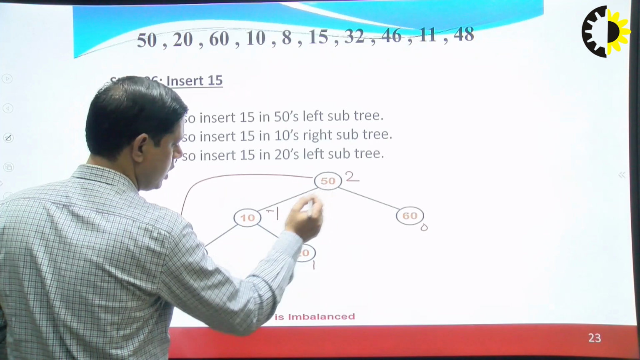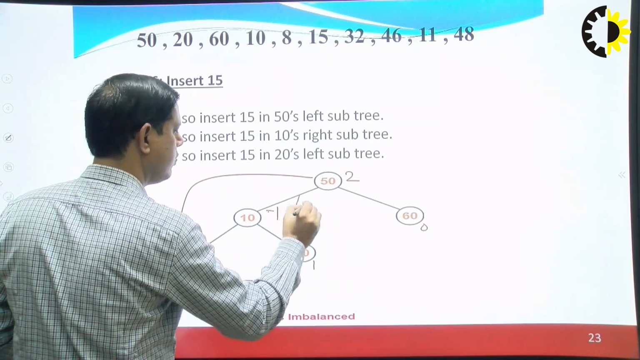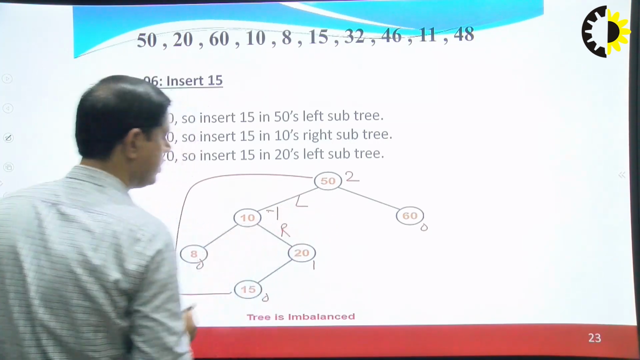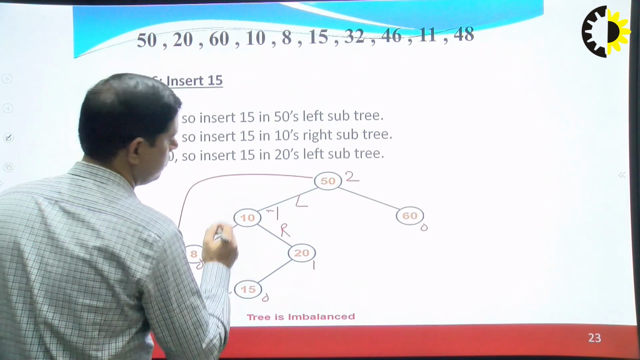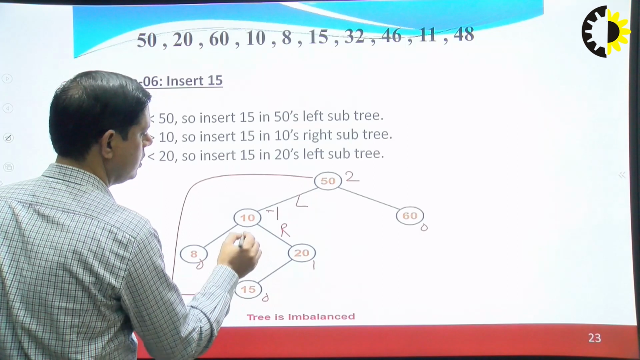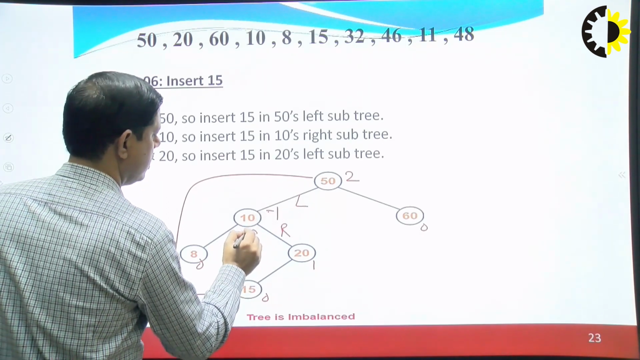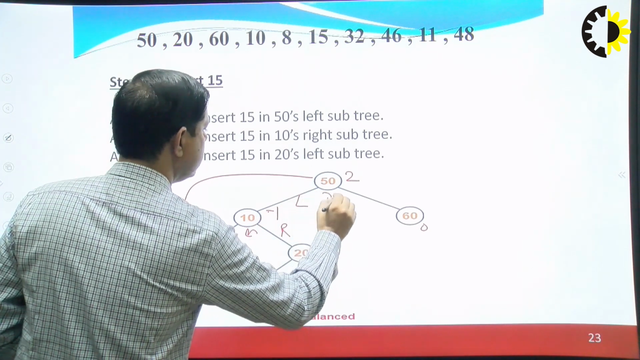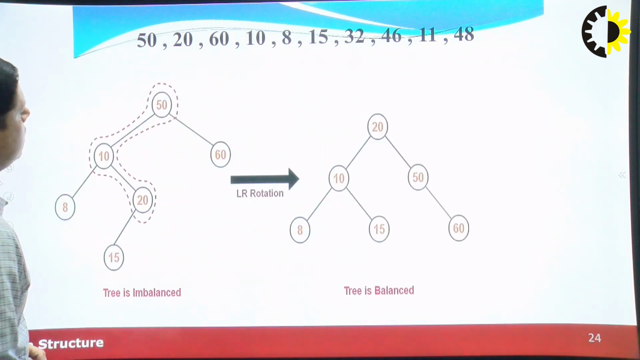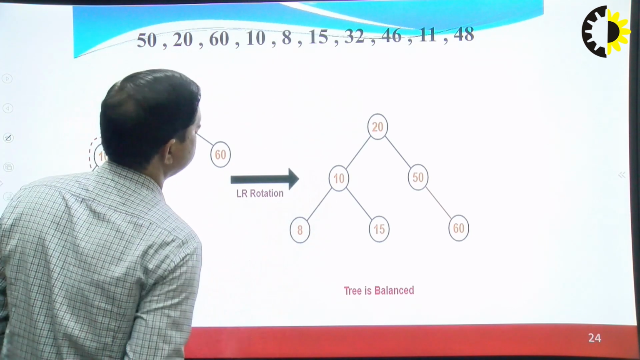Then we will go from that node to that side. That is left of this and that is right of this. That means a double rotation will be applied. In that case, we will rotate the tree left at the 10 and then right at the 50. And after this rotation, the tree will be like this. That is, the tree will be balanced.